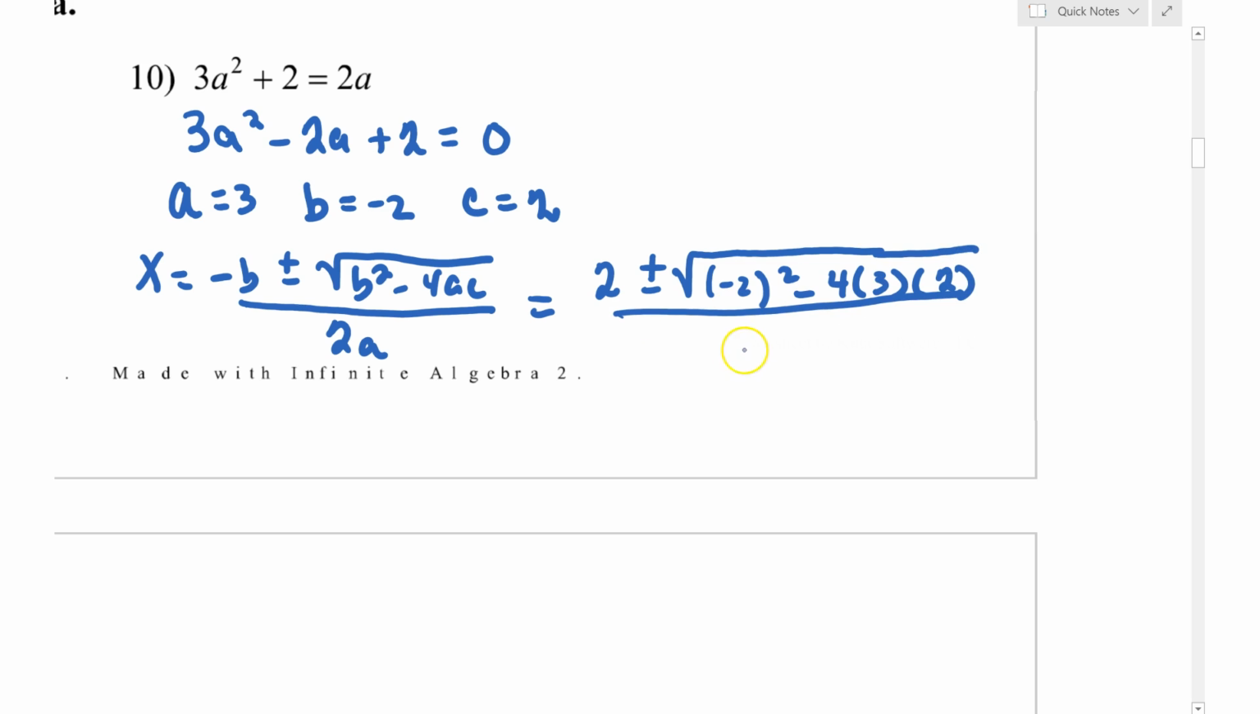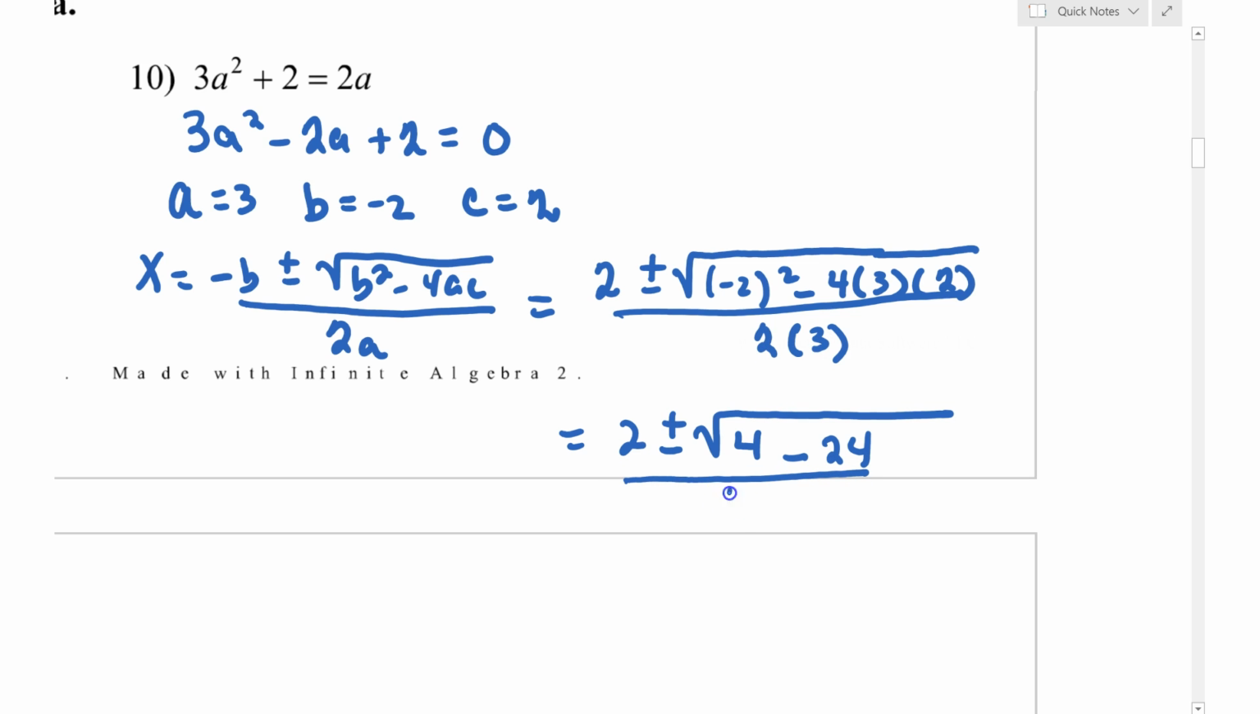divided by 2a, which is going to be 3. So we have 2 plus or minus square root. Negative 2 to the second power is 4, minus 4 times 3 is 12. 12 times 2 is 24. Divided by 2 times 3 is 6. So we have 2 plus or minus square root of negative 20 over 6.